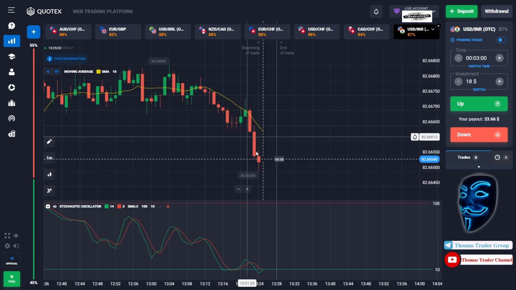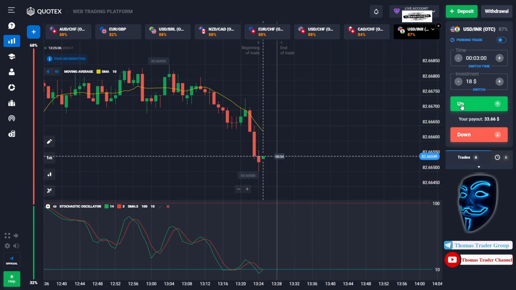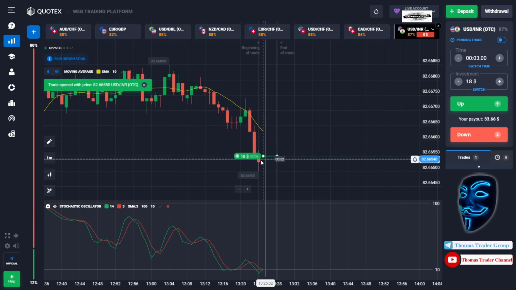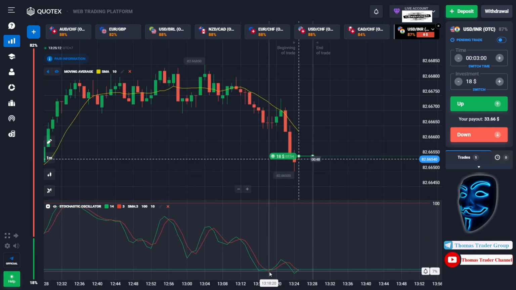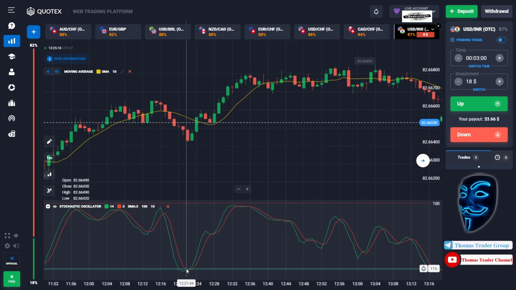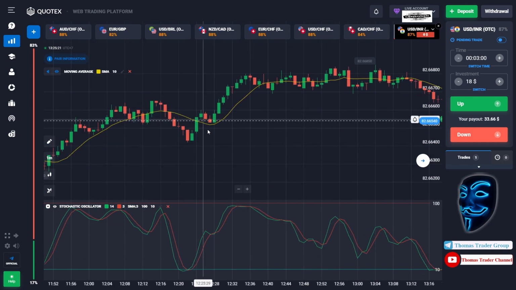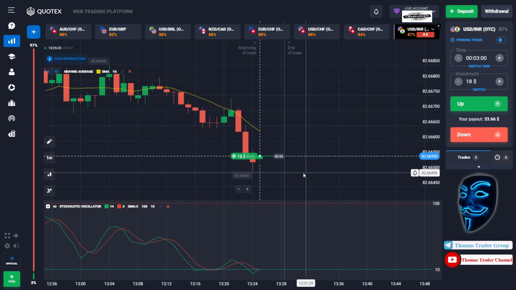And here, as you can see, the trend is going down. The market touched the oversold area. We'll try to open buy for 3 minutes because I'm sure when it touched the oversold area over here, it will make a rebound. And here is the example. When it touched the oversold area, it made a rebound. And you see over here, when it touched the oversold area, it made a rebound. That's why we can open buy for 3 minutes over here when it touched the oversold area. And let's wait till the end of our trade.